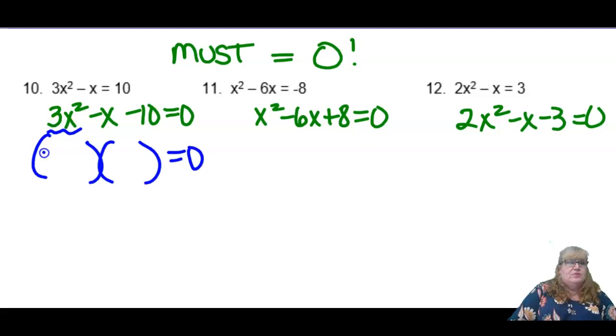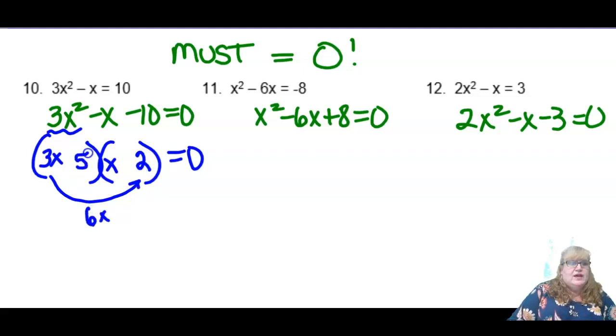So to make a 3x squared, I need a 3x and a 1x. To make 10, I could have 1 and 10. I'm thinking it's probably 5 and 2. I am thinking 3 times the 2 would give me 6. And then 5 times the 1 in here would give me 5x. And I need them to add up to negative 1, so I need a negative 6 and a positive 5. That makes a negative 1 in the middle. However you factor that, trial and error till you get this answer.